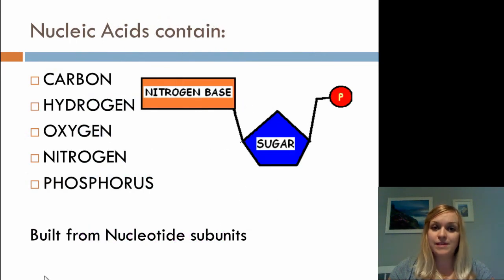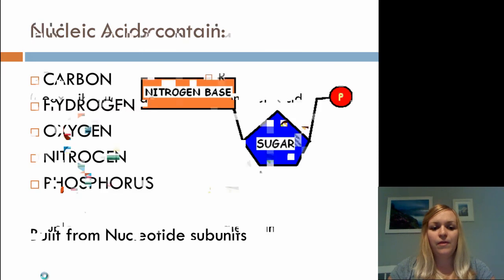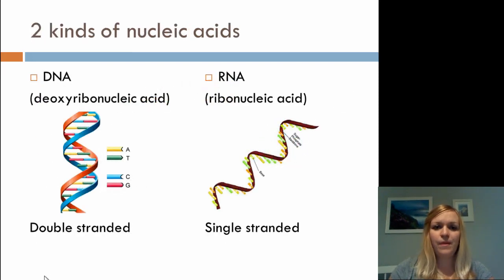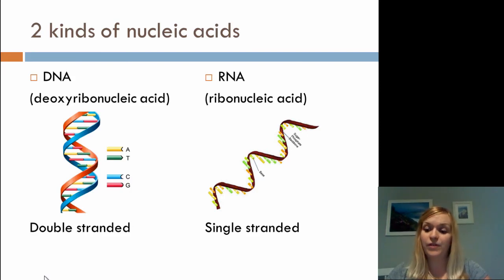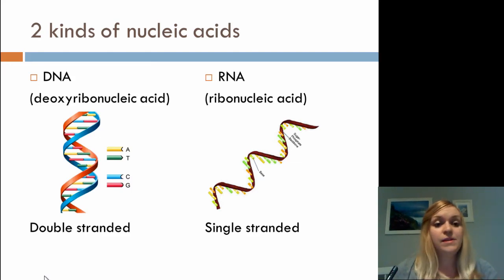So nucleic acids contain carbon, hydrogen, oxygen, nitrogen, and phosphorus. So this is where phosphorus comes in, very important. And there's two kinds of nucleic acids. So you guys are going to worry a lot more about this when we do chapter 12 in the winter, talking about DNA and RNA. So DNA, deoxyribonucleic acid, and RNA, ribonucleic acid, are the two types of nucleic acids that you guys will learn about.